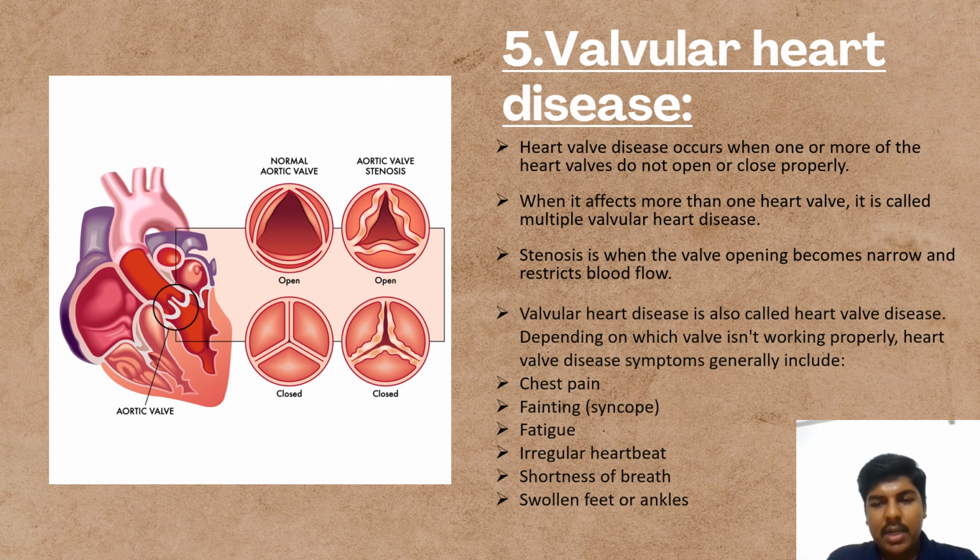Depending on which valve isn't working properly, heart valve disease symptoms generally include chest pain, fainting, fatigue, irregular heartbeat, shortness of breath, swollen feet or ankles. As we can see in this picture, in the first column, it shows the normal aortic valve when it is opened and closed. In the next column, we can see the aortic valve stenosis condition when it is open and closed. We can see the major difference between the open and closed aortic valves in the human heart. This leads to major causes for the breathing problems in human beings.